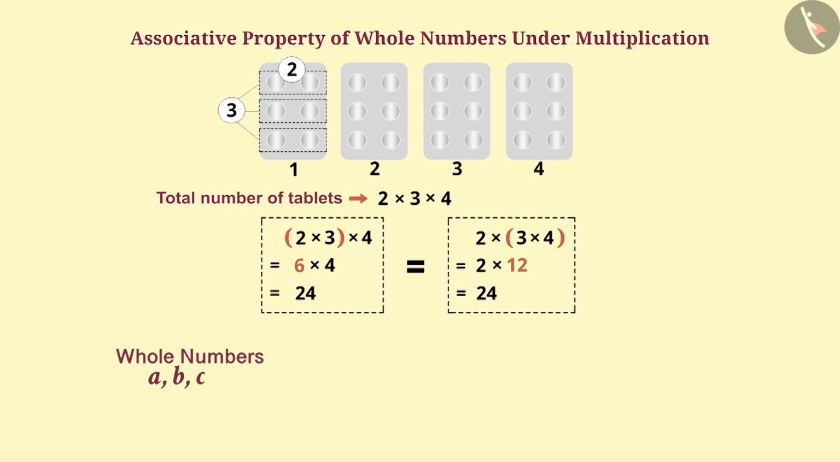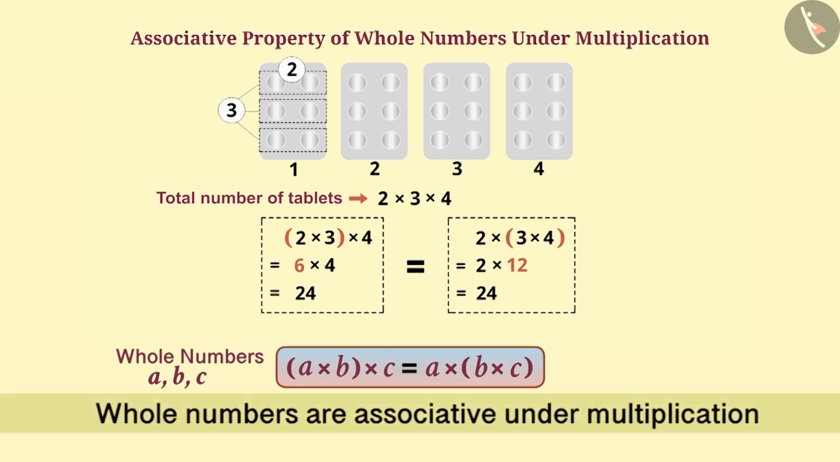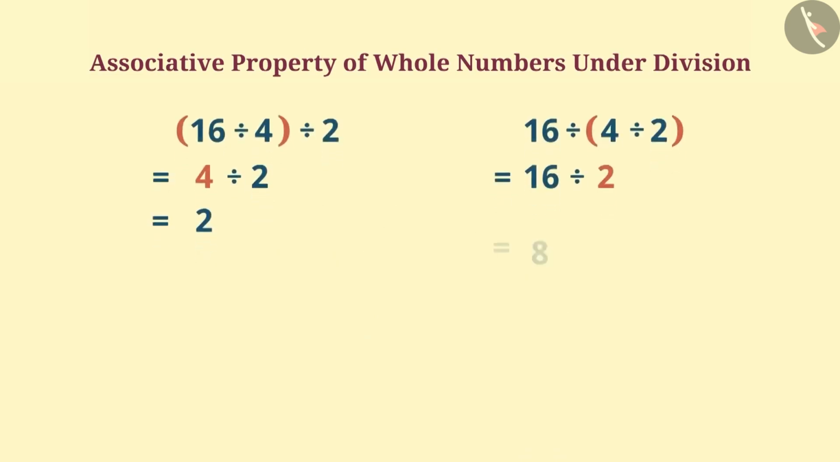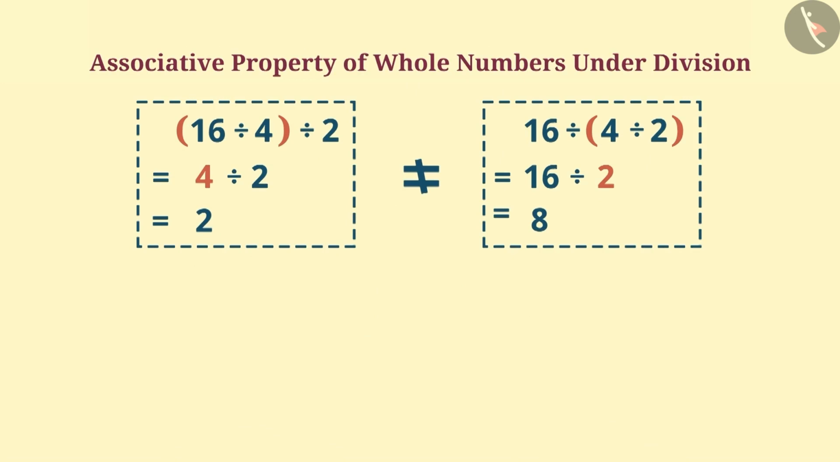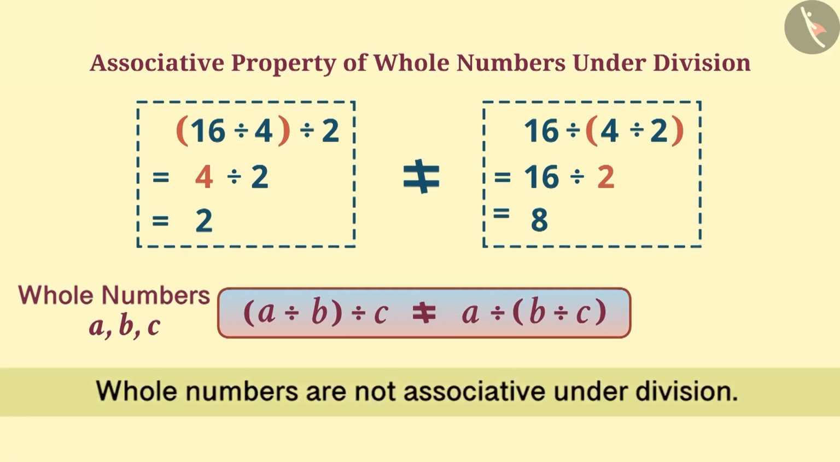In this way, any 3 whole numbers A, B, and C can be multiplied by grouping in any order. The result of (A × B) × C is equal to A × (B × C) and will be the same. Therefore, whole numbers are associative under multiplication. Now, if we talk about division, then any 3 whole numbers cannot be divided by changing the order of division. That is, for whole numbers A, B, and C, (A ÷ B) ÷ C and A ÷ (B ÷ C) are not equal. In this way, whole numbers are not associative under division.